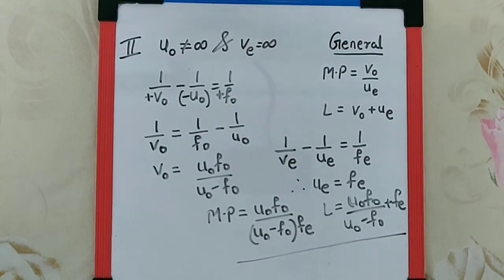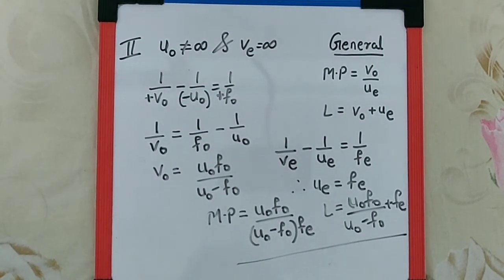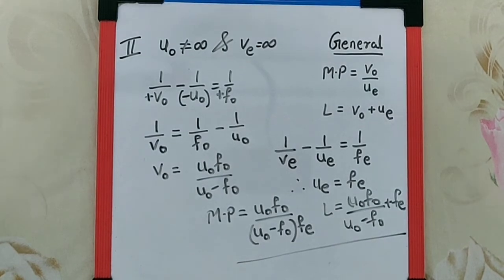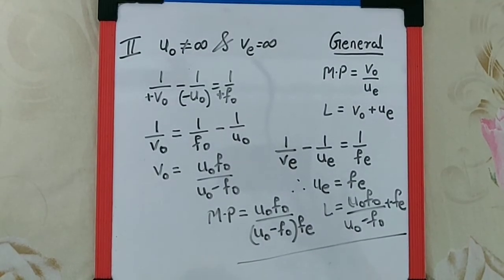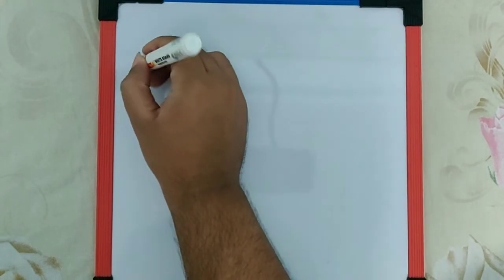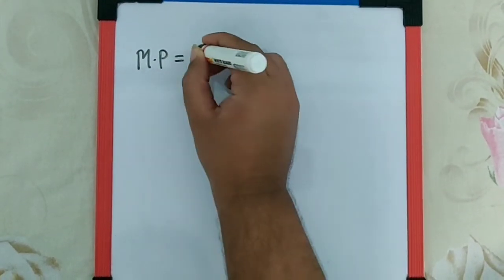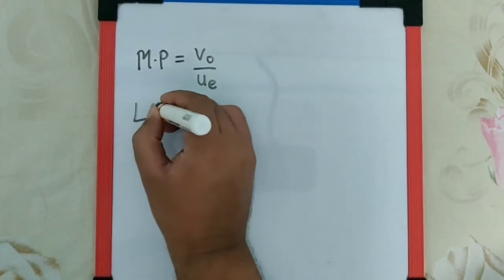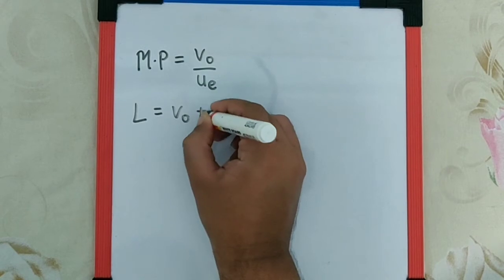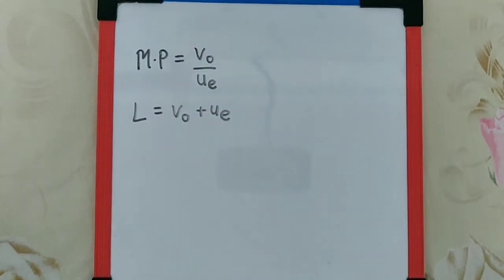So if you concentrate over here carefully, with every case the formula keeps on changing, and it is very difficult to remember every formula for every case. So it is better to remember a general formula and certain things for the special case. Now let's concentrate on that part. So we got the magnifying power general formula as VO by UE, that's the first thing, and the length of the telescope as VO plus UE. That's again the general formula.